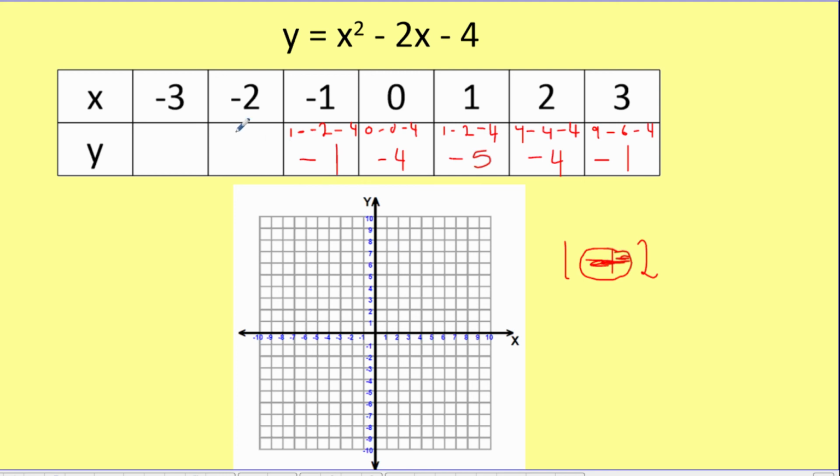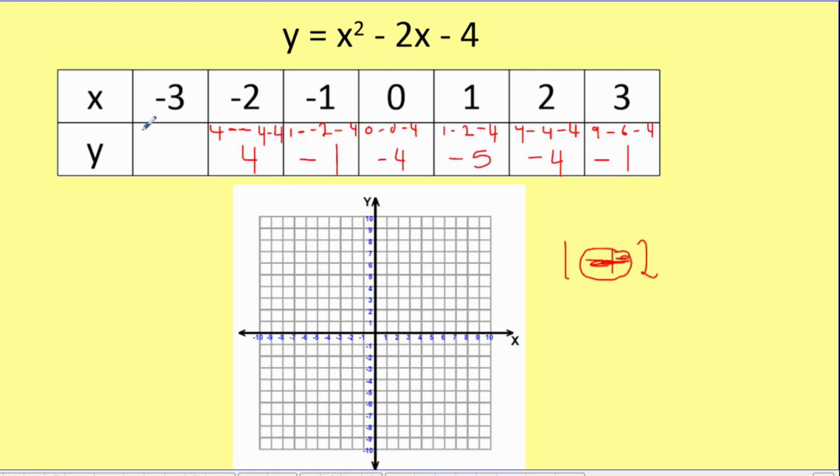Okay. Minus 2 squared is 4. Take away 2 times minus 2, which is minus 4. Take away 4. So 4 minus minus 4, which is a plus, which is 8. Take away 4 is 4.